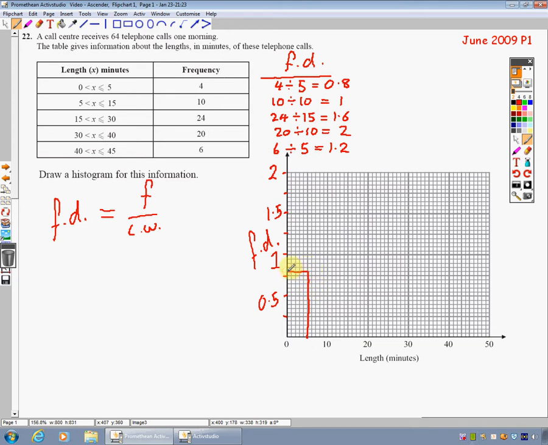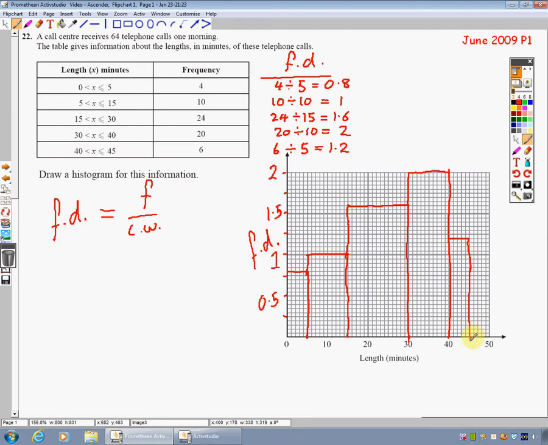There we go. The next one goes from 5 to 15, and our frequency density is 1, so it goes all the way up to here, and across. Great, continue it on. 15 to 30, our frequency density is 1.6. I make 1.6 to be here, across, and down. Next column, 30 to 40, and we're going to do a frequency density of 2, so right up to the top of my scale. And finally, 40 to 45, and our frequency density is 1.2. 45 and down, and voila, we have our histogram.